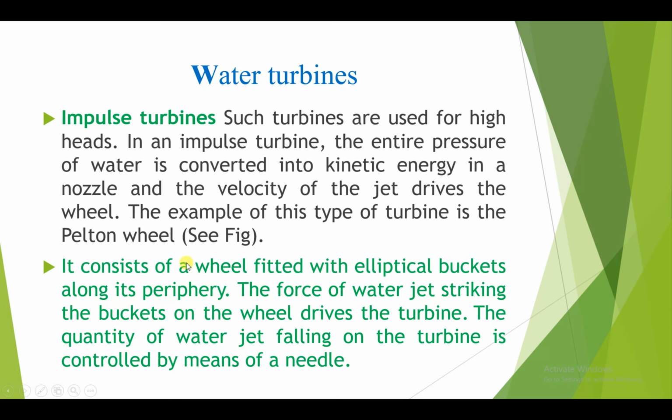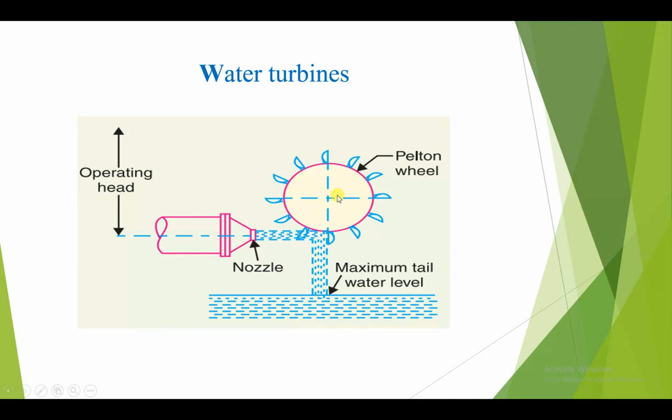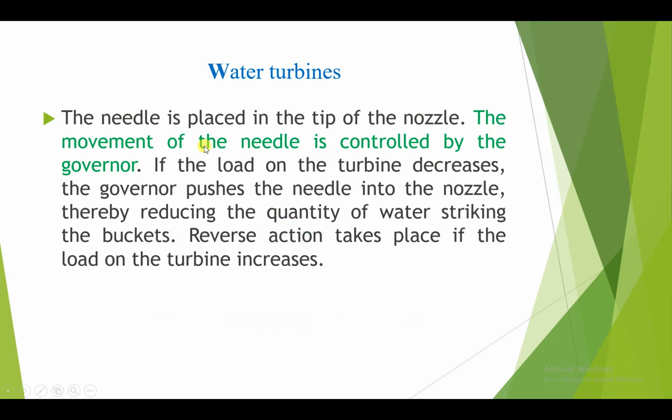So an impulse turbine consists of a wheel fitted with elliptical buckets along its peripheries. The force of water jet striking the buckets on the wheel drives the turbine, and the quantity of water jet falling on the turbine is controlled by means of needles. So this is the diagram. We have elliptical buckets on the peripheries of the wheel, and we have the nozzles, and we have the needles which control the flow of water. The needle is placed in the tip of the nozzle.